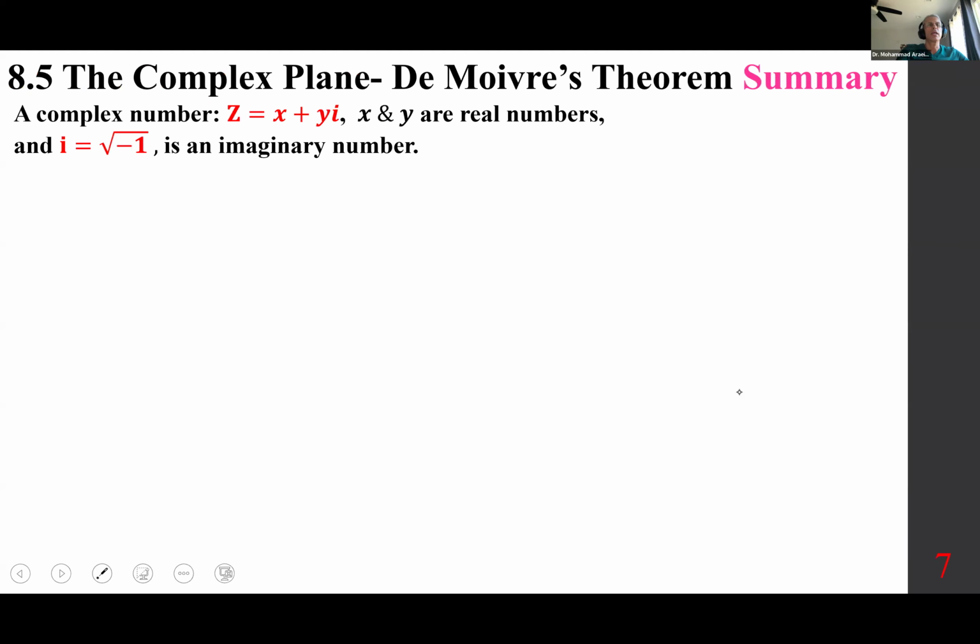And now 8.5, the complex plane and De Moivre's theorem. I'm going to give you the summary, and then we're going to elaborate. A complex number, everybody remembers, we normally write as a plus bi. It's the same thing, x plus yi or a plus bi, where x and y are real numbers. i is the square root of -1, an imaginary number. i squared is -1, i cubed is -i, and i to the power of 4 is 1. We should know that.